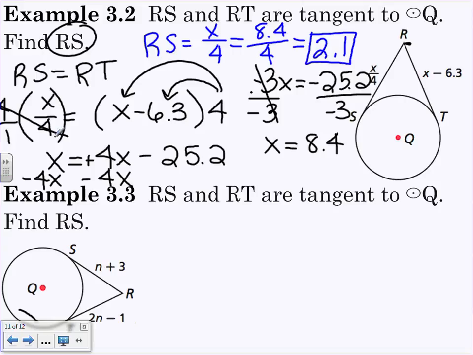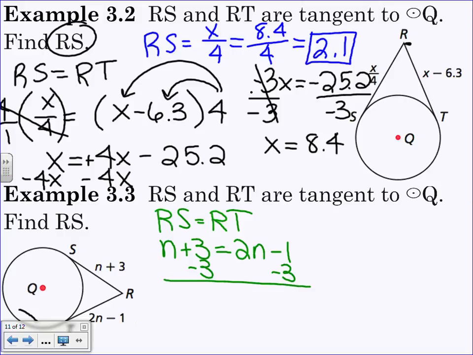Okay, last one. Same setup. RS and RT are tangent to circle Q. So that means RS equals RT. Substitute in what we know. RS equals n plus 3. RT equals 2n minus 1. Caitlin, what's the first thing I want to do to solve this? Subtract 3 from both sides. Okay, so I get n equals 2n minus 4.